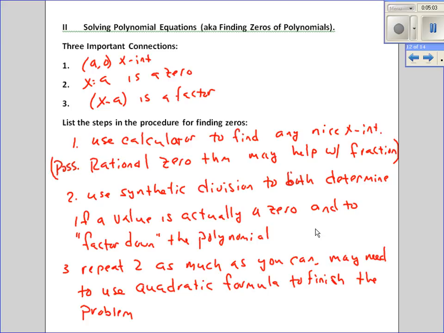We repeat that step 2 using the synthetic division as many times as we can, and we often need to use the quadratic formula to finish out the problem or to find the last two zeros of the polynomial, especially if the zeros are irrational or if they're imaginary.